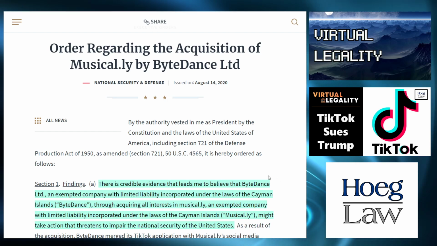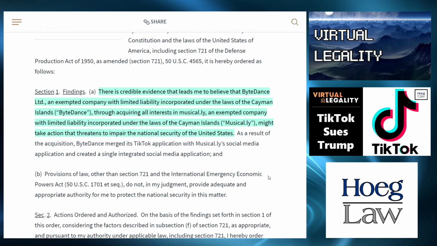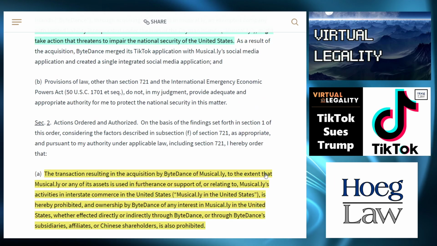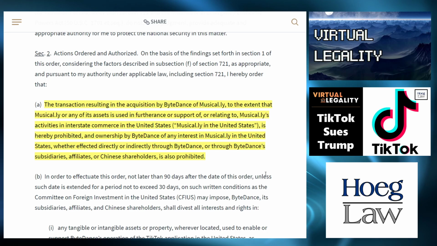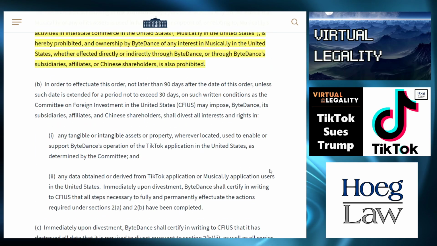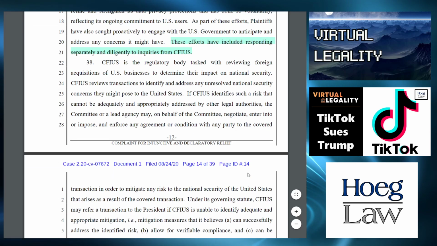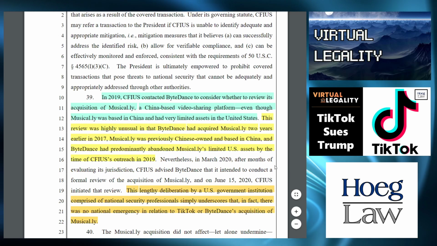This was an order regarding the acquisition of Musical.ly by ByteDance Limited. TikTok used to be called Musical.ly. It says, by the authority granted to me as president, etc., there is credible evidence that leads me to believe that ByteDance, an exempted company with limited liability incorporated in Cayman Islands, through acquiring all interests in Musical.ly, an exempted company with limited liability also incorporated in the Cayman Islands, might take action that threatens to impair the national security of the United States. I hereby order that the transaction resulting in the acquisition of Musical.ly by ByteDance, to the extent that Musical.ly or any of its assets is used in furtherance or support of or relating to Musical.ly's activities in the United States, what we have jurisdiction over, is hereby prohibited. And because that happened years ago, we will give you a certain amount of time to divest yourselves of those assets. And this particular order is not being challenged. And we'll actually see a bit of language here in this lawsuit that says we aren't challenging that at all.